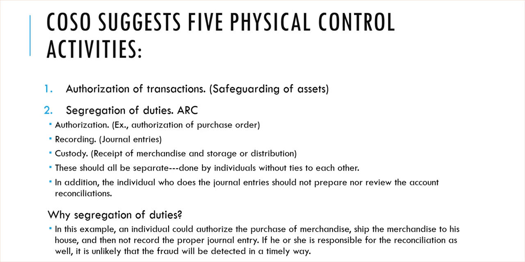The first one is authorizations. When you have transactions, they're authorized. So if you have a sale and it's a credit sale, should there be some process where you don't give credit sales to just anyone? I think that's a good idea, right? So someone authorizes it, or there's a procedure, or something is done for that sale to occur.